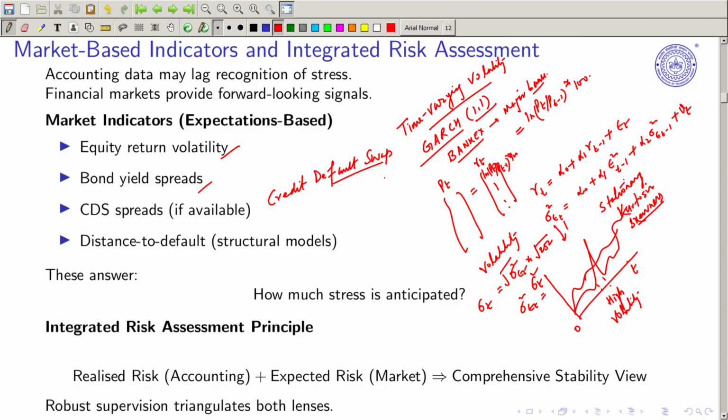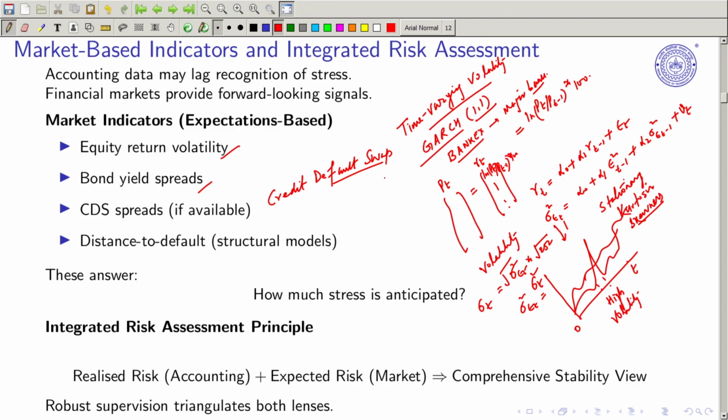Then distance to default is one measure that we will be discussing later, whether the banks are near to the default frontier or far from the default frontier. If it is far from the default frontier, it is good. If near, it means that the default is likely, right? That kind of structural model we'll be discussing, and may add some more understanding about it. So how much spread is anticipated, this is what we get here.